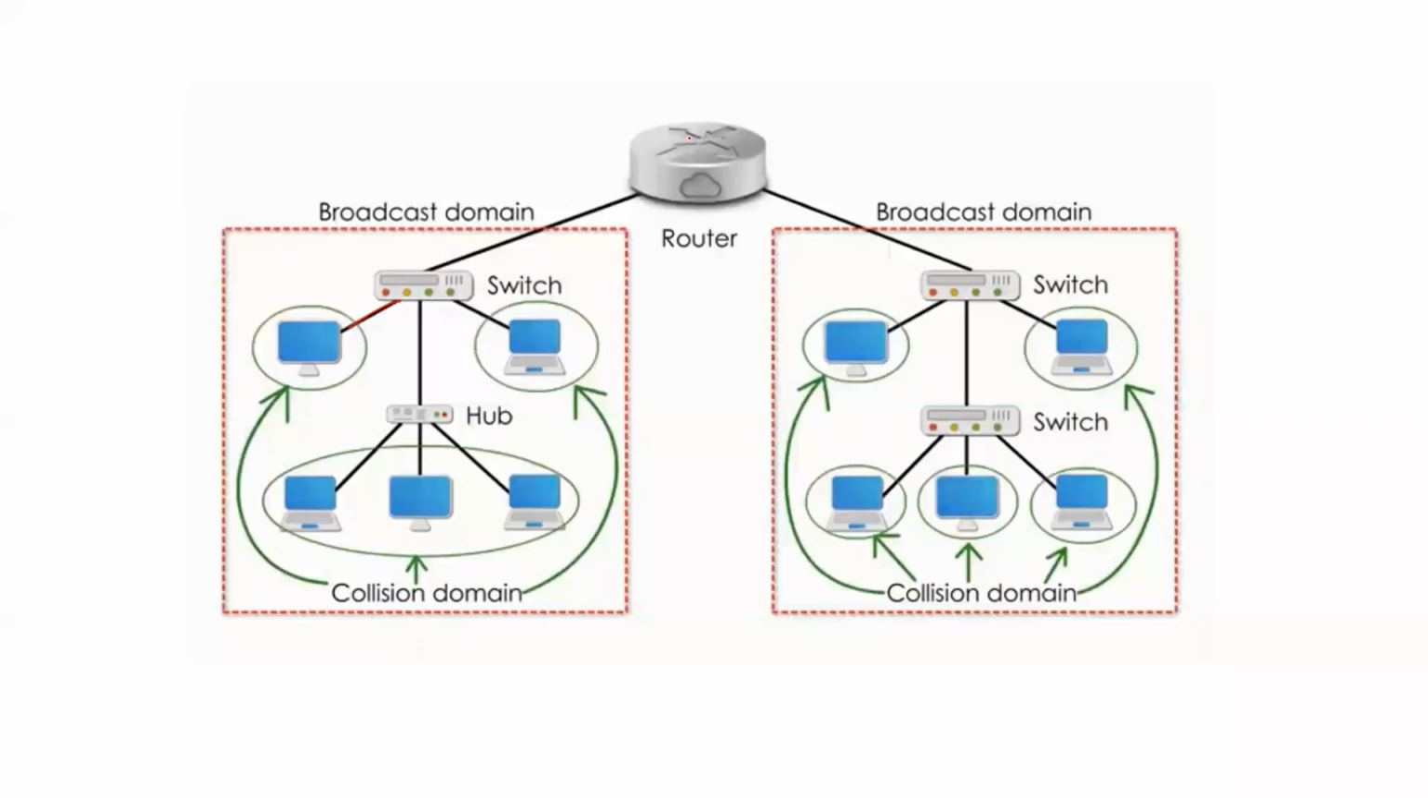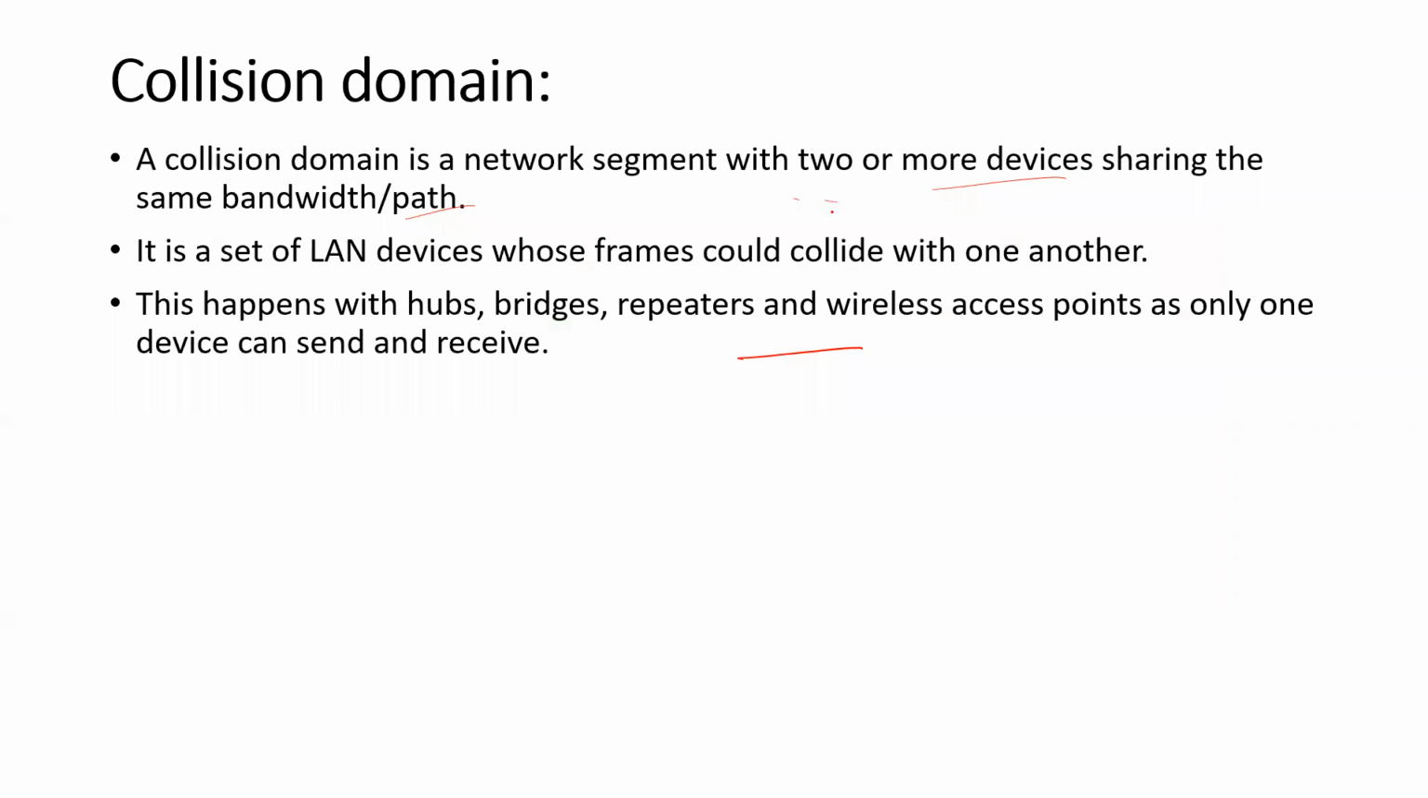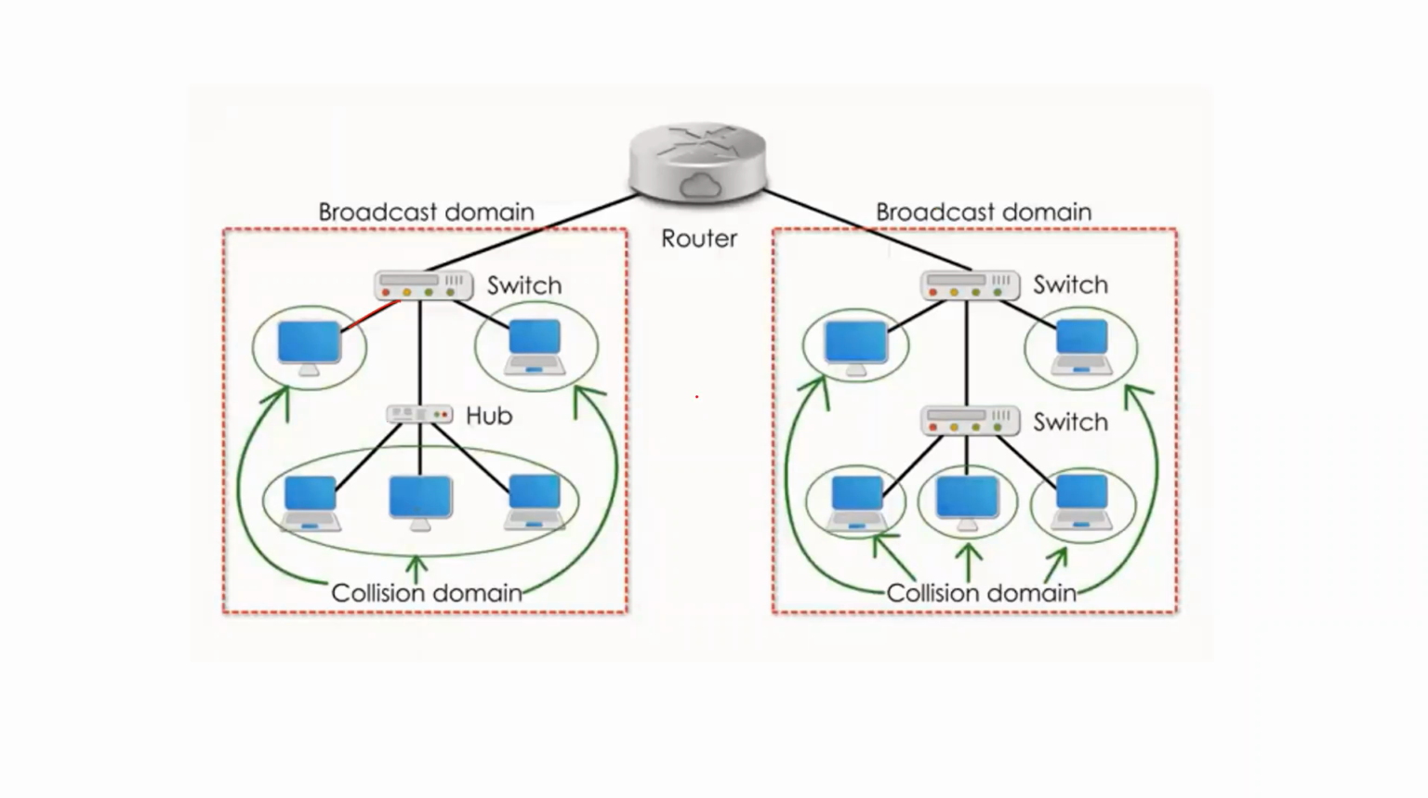So in the collision domain, we are discussing that devices use the same path, two or more devices sharing the same bandwidth or path. If they want to communicate with this router or something, they use the same path, that is the switch. Each switch port is called one collision domain. Here the switch is connected to some other computers and network devices. So with respect to a hub, all the ports are one collision domain, and for a switch, these are separate collision domains.